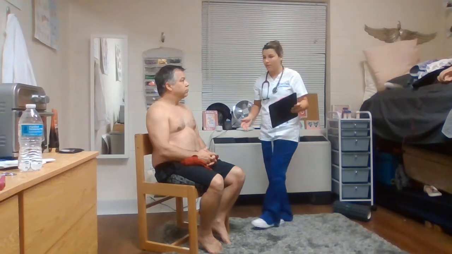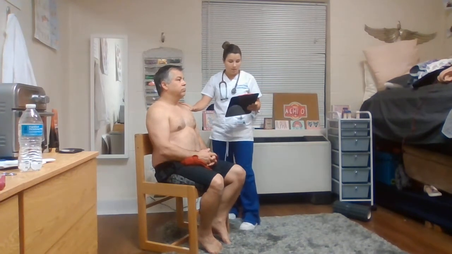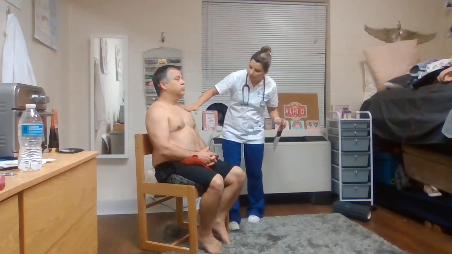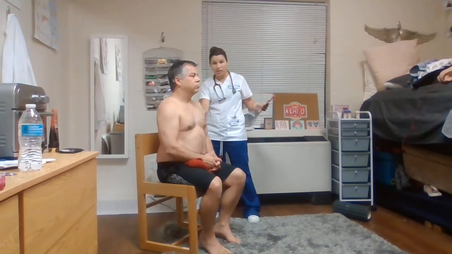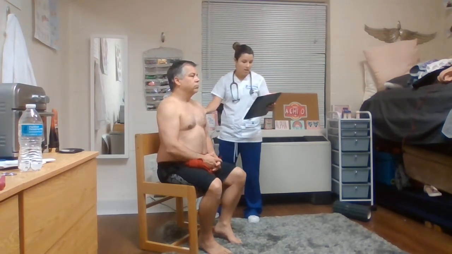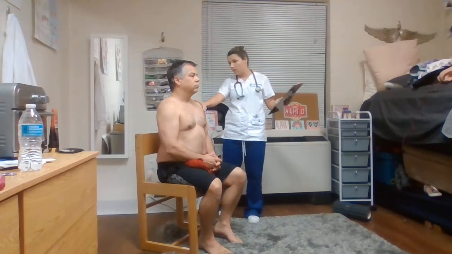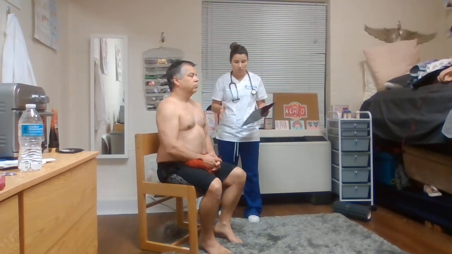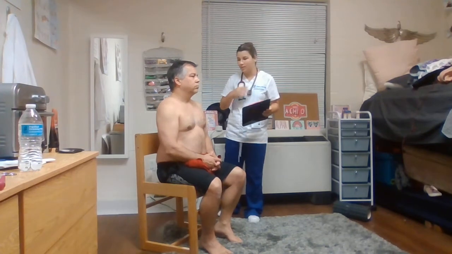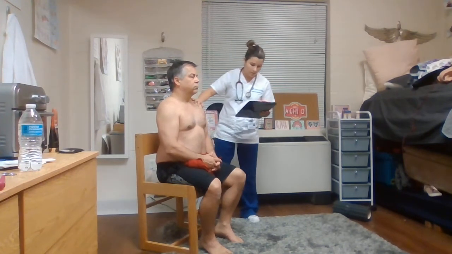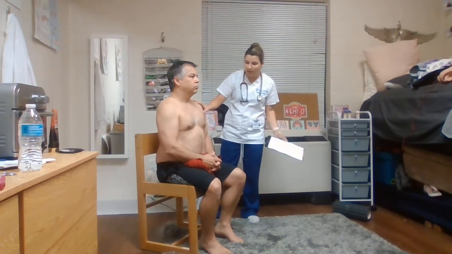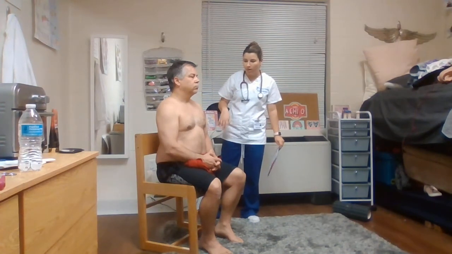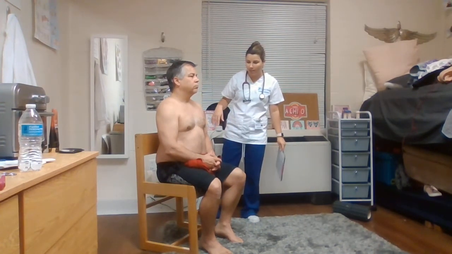All right, I'm going to inspect his chest. I'm going to look at the lateral diameter. Seems normal. I don't see any evidence of barrel chest or kyphosis. The costal angle is less than 90 degrees, which is normal. I don't see any evidence of respiratory distress. He's got good respiratory effort. He's not struggling to take a breath.